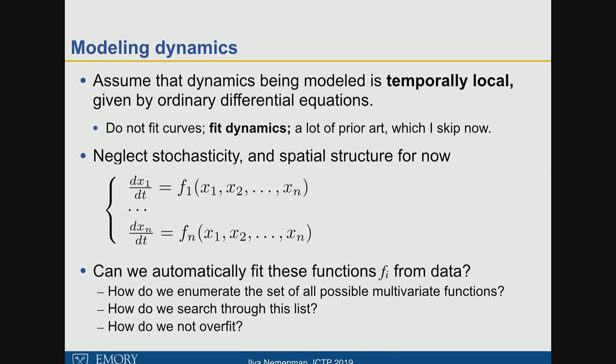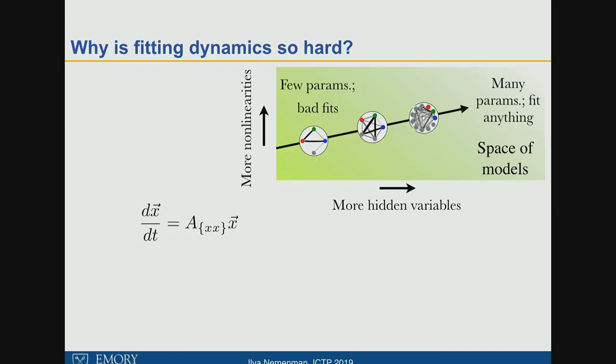It's especially not an easy thing to do automatically. The question is, how do we enumerate all possible systems of differential equations? How do we search through that space? How do we not overfit? All the usual questions that emerge when we do statistical inference are still going to be there.